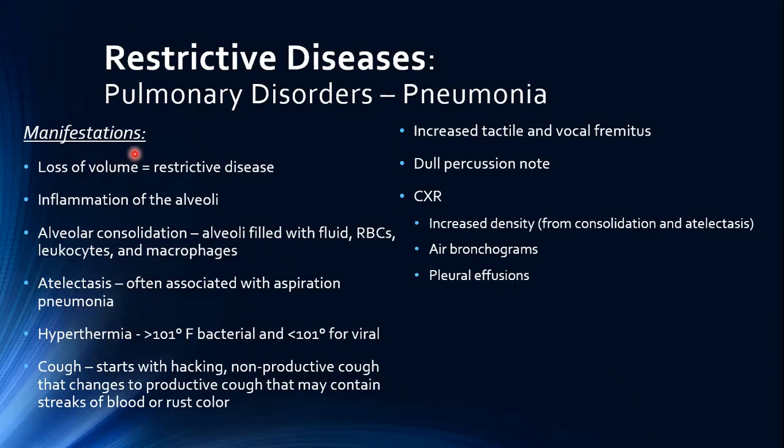All right, manifestations of pneumonia, of course, will be loss of volume, restrictive disease. Any restrictive disease is going to have a loss of volume. Inflammation of the alveoli, of course, alveolar consolidation, atelectasis, hyperthermia. Okay, pneumonia, you have two types: bacterial and viral, right? Hyperthermia means hot. If it's greater than 101 degrees Fahrenheit, bacterial, and if it's less than 101, viral. So if you're trying to figure out which pneumonia they have, sometimes you can look at the temperature. If it's greater than 101, it's probably bacterial pneumonia. If they have pneumonia but the fever is less than 101, a low-grade fever, it's probably viral. They have a cough, increased tactile or vocal fremitus, dull percussion note, and of course, chest x-ray, which you'll learn when you get to 220.